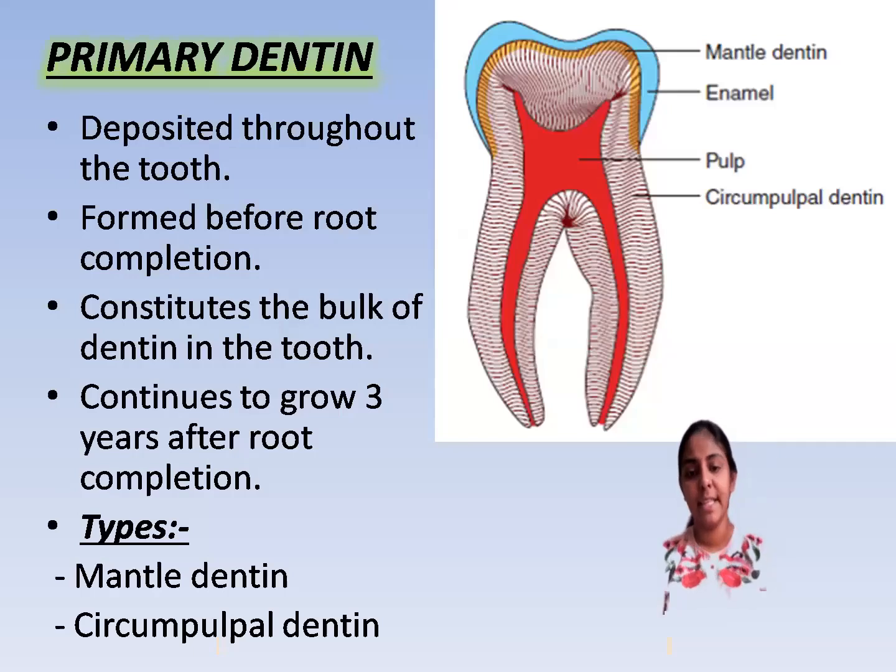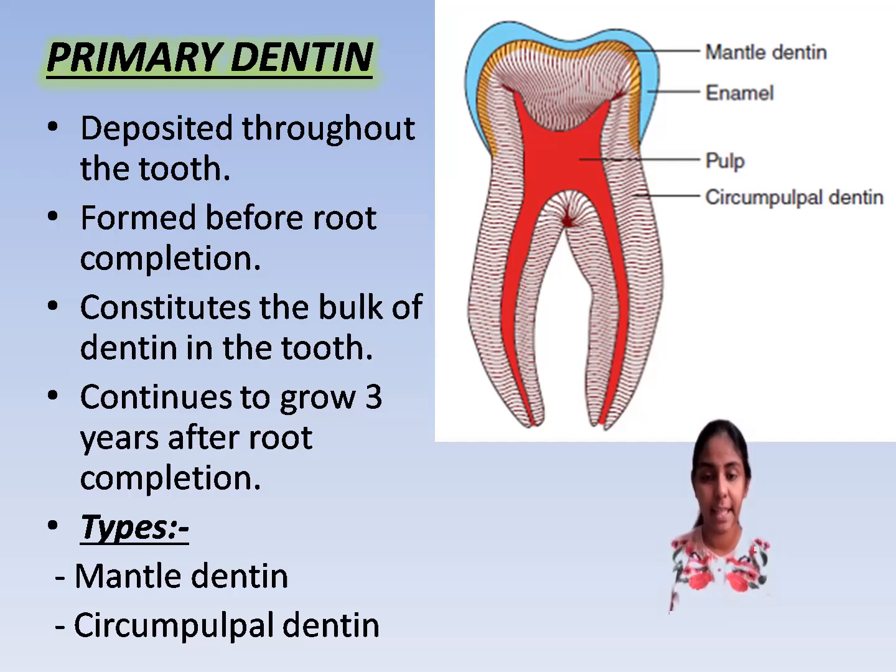Primary dentin, it is deposited throughout the tooth. It is the dentin which is formed before root completion. One word to note, dentin formed before root completion is primary dentin. Constitutes the bulk of the dentin in the tooth. Continues to grow 3 years after the root completion.